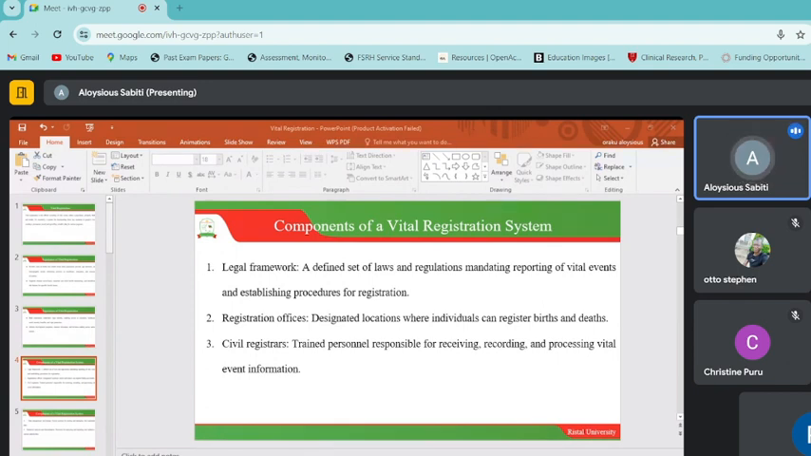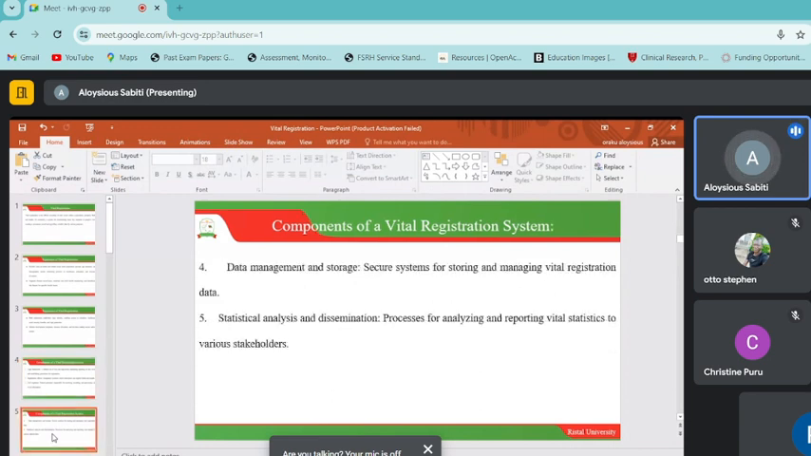So this is most times where these places are legally designated. But also we have civil registrars. These are trained personnel responsible for receiving, recording, and processing vital event information. So when we're talking about the makeup of vital registration systems, we're talking about these key components. The fourth one is what we call data management and storage.